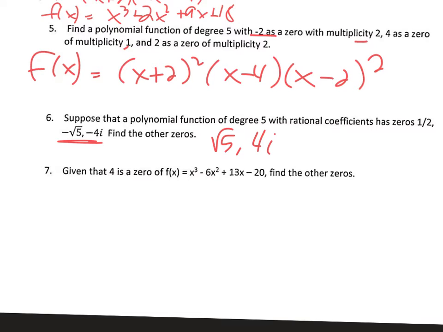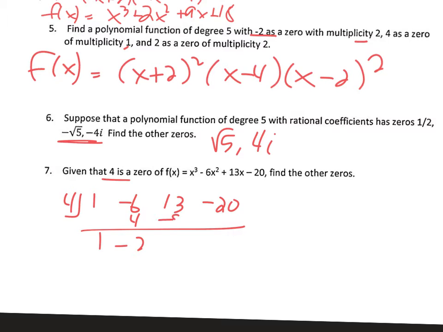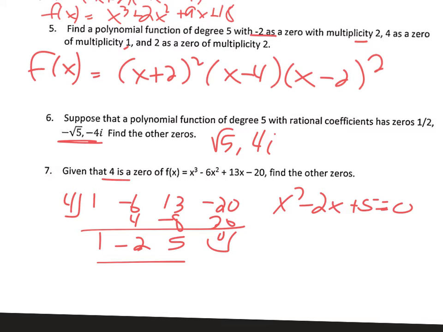And number 7, given that 4 is a 0, so it's telling you one of the zeros, so if they tell you one, go ahead and put it in the box. 1, -6, 13, -20. Do your synthetic right here, and you better get 0 at the end, which I did. And then take what you have left down here, the 1, -2, and the 5, which is x squared minus 2x plus 5 equals 0, and then you got to solve that.